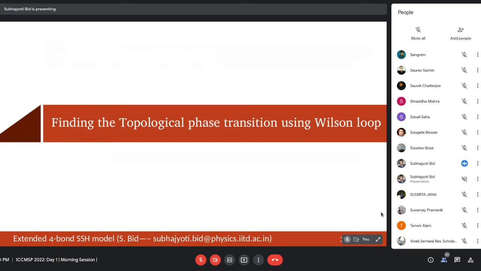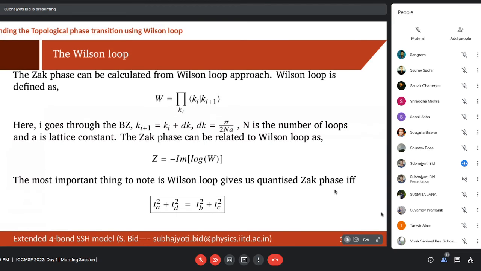Now let's come to finding the topological phase transition using the Wilson loop. I use this Wilson loop approach to calculate the topological phase transition.